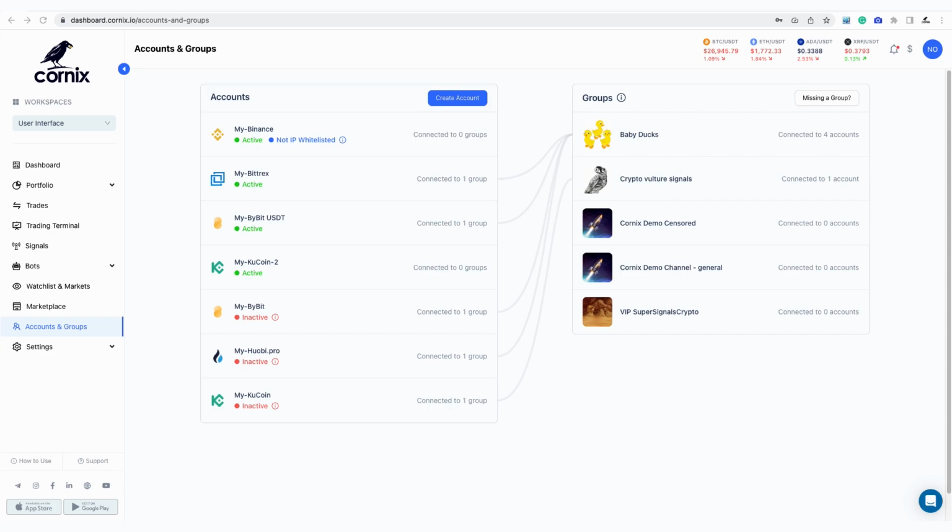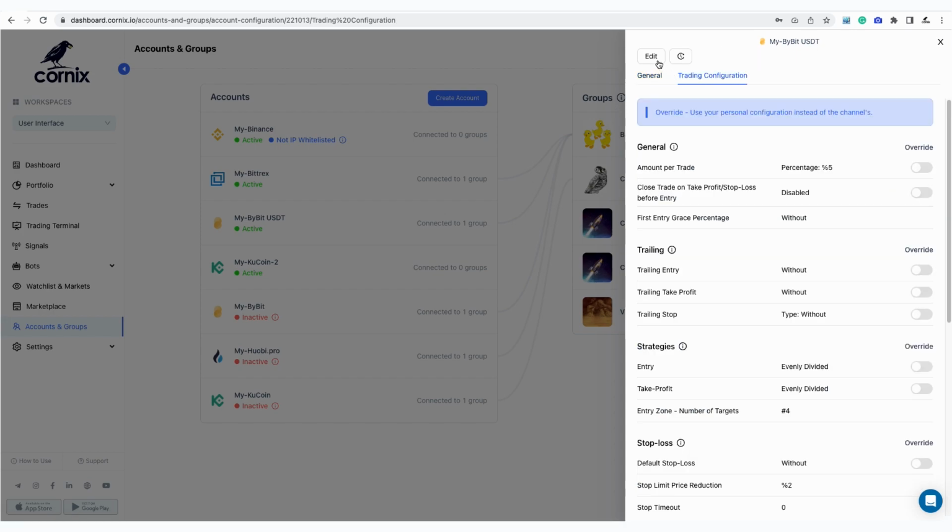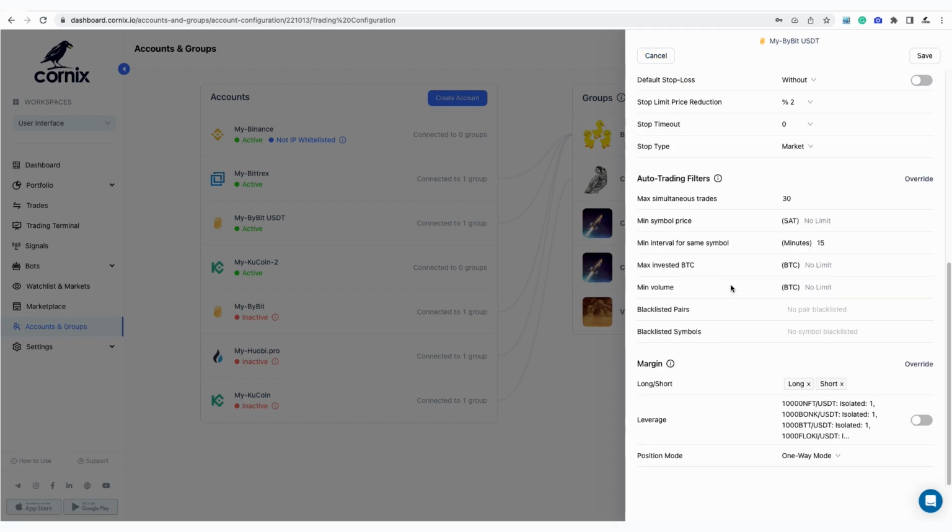Now that we understand what hedging is, let's see how to easily configure it through Cornix. Navigate to your web dashboard, tap on Accounts and Groups, and select your desired account. Once you select your account, tap on Trading Configuration and click on Edit. Scroll all the way down until you reach Position Mode and select Hedge Mode.